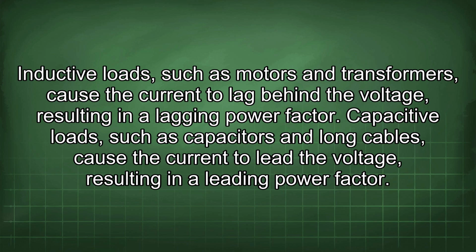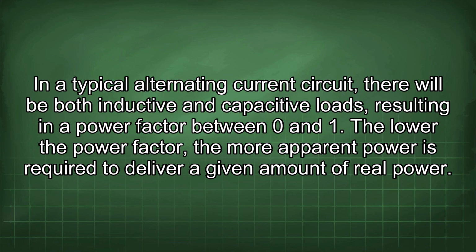Inductive loads, such as motors and transformers, cause the current to lag behind the voltage, resulting in a lagging power factor. Capacitive loads, such as capacitors and long cables, cause the current to lead the voltage, resulting in a leading power factor. In a typical alternating current circuit, there will be both inductive and capacitive loads, resulting in a power factor between 0 and 1. The lower the power factor, the more apparent power is required to deliver a given amount of real power.